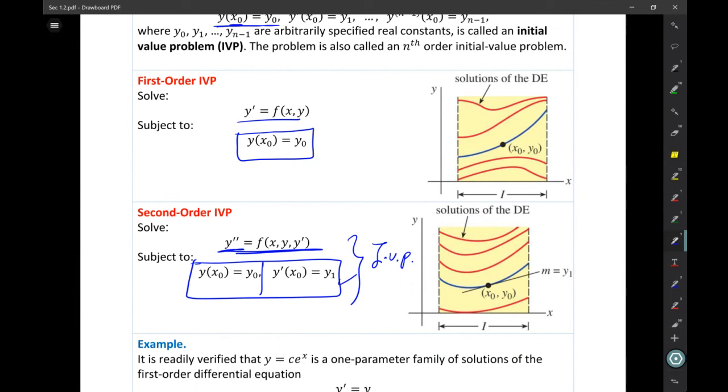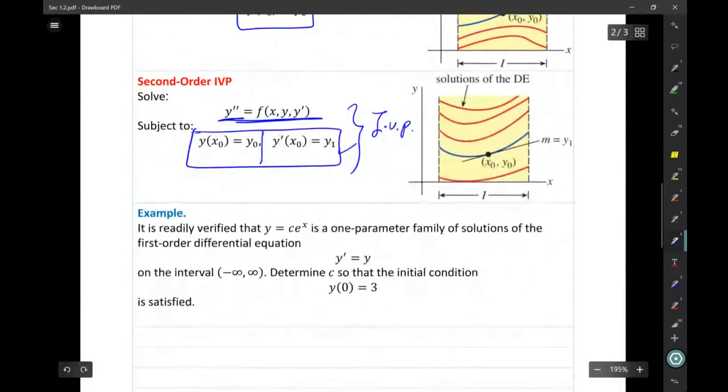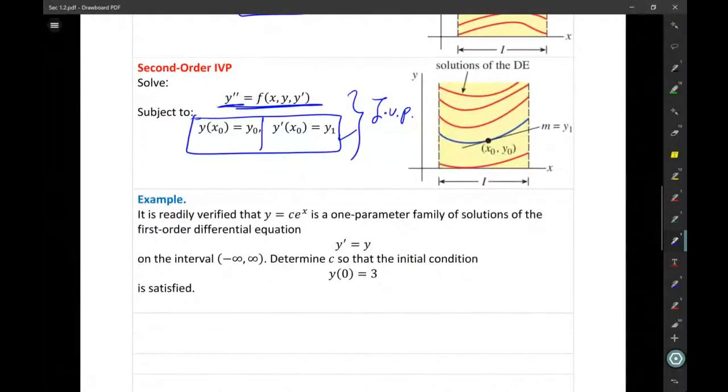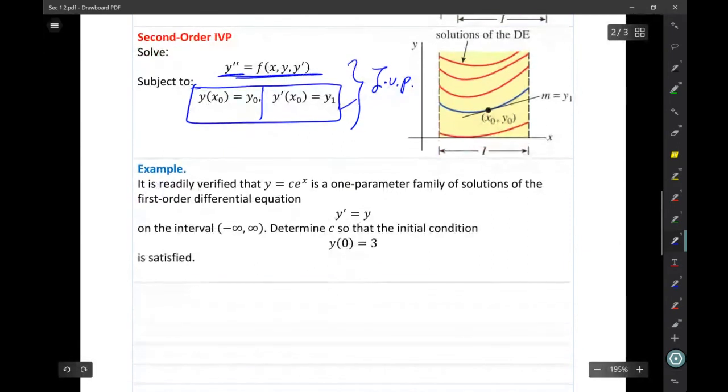Now, what are the benefits of those initial conditions? Those initial conditions will help you find the constants of your solution, which means they will help you find the particular solution that satisfies both the equation and the condition. For example, look here.